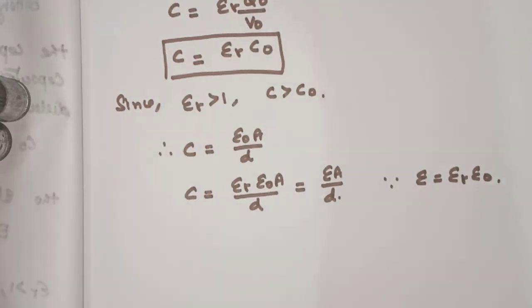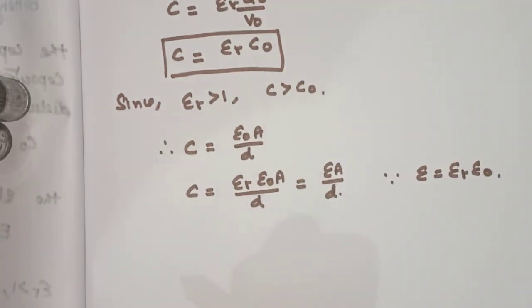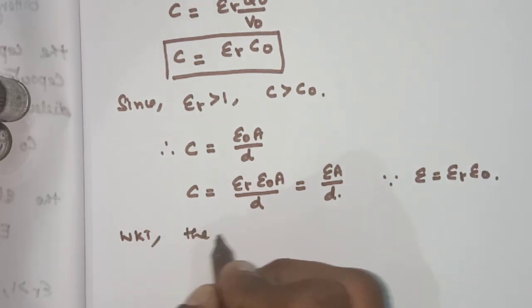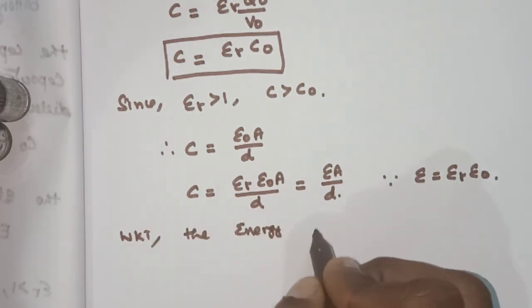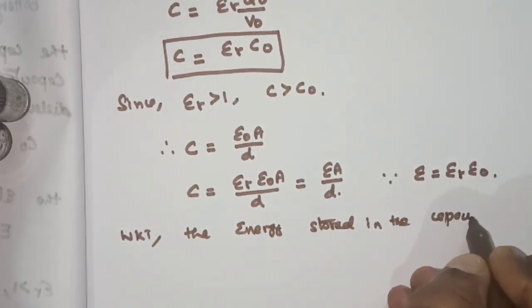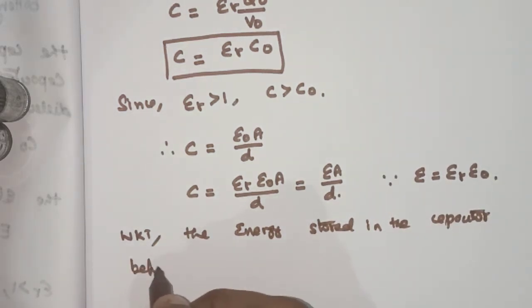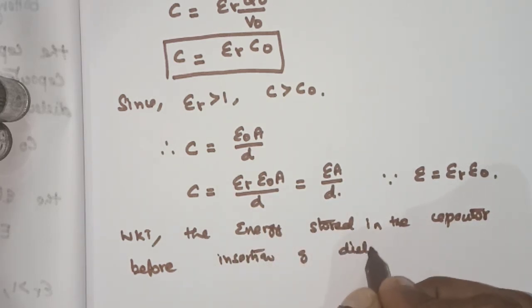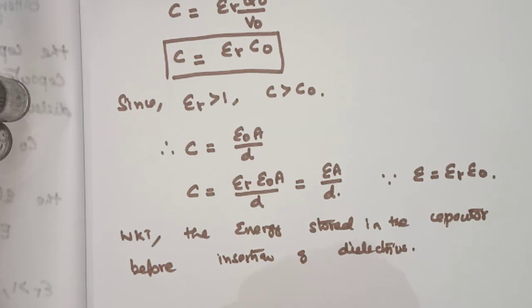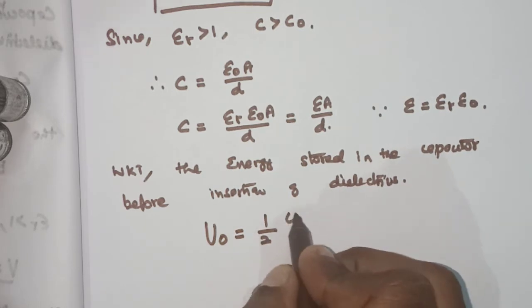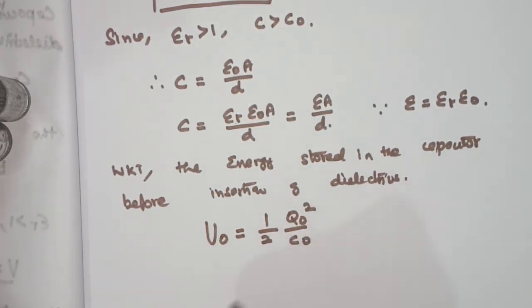Okay, we know that the energy stored in the capacitor before insertion of dielectrics. We already know the equation, U naught equal to half Q naught square divided by C naught.